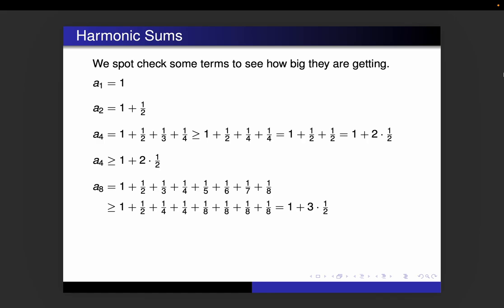And you might wonder, well, where is the next place we might find this pattern? I think you figured it out. 16, right? So in general, what it looks like is that a_(2^n) is at least 1 + n times 1/2, which is the same as saying it's at least 1 + n/2.